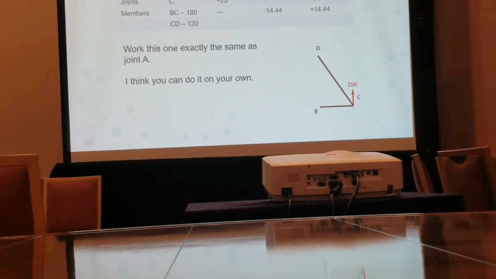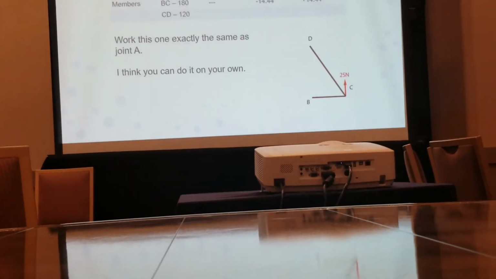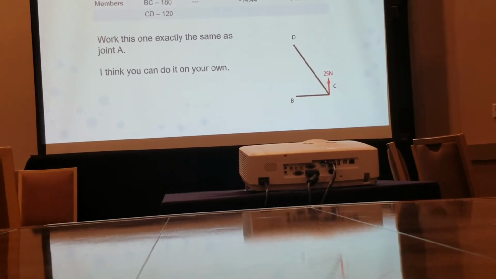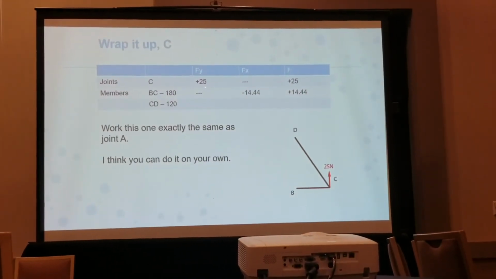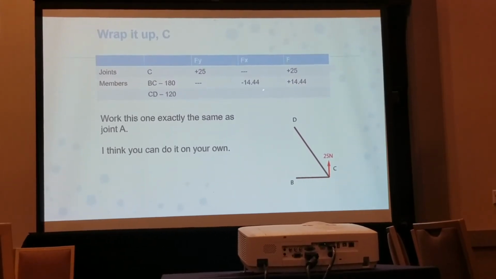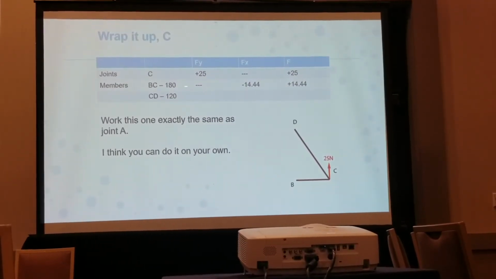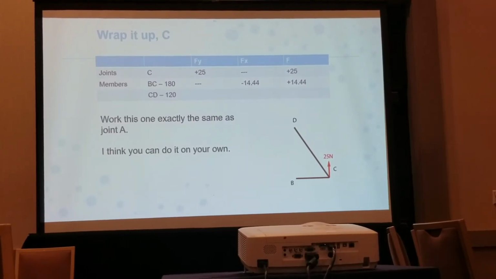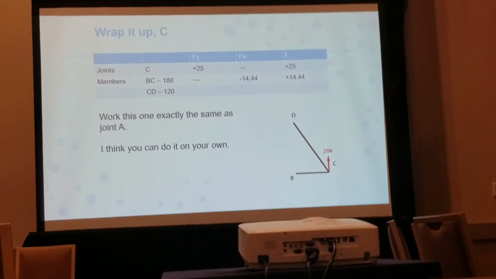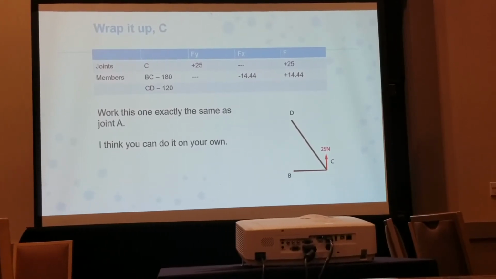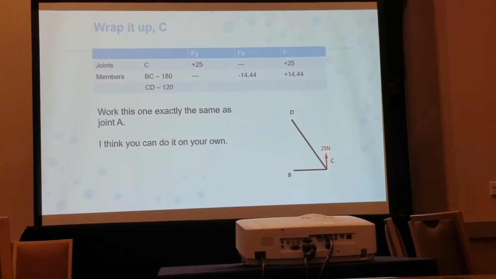Joint table, bring in what you know. Again, the only thing you know is over here in F. So C is at 90, so 25 sine 90 is 25. BC at 180, that's positive 14.44. Again, that's tension, but relative to joint C, that's at 180, that's pulling it. You get the exact same thing.